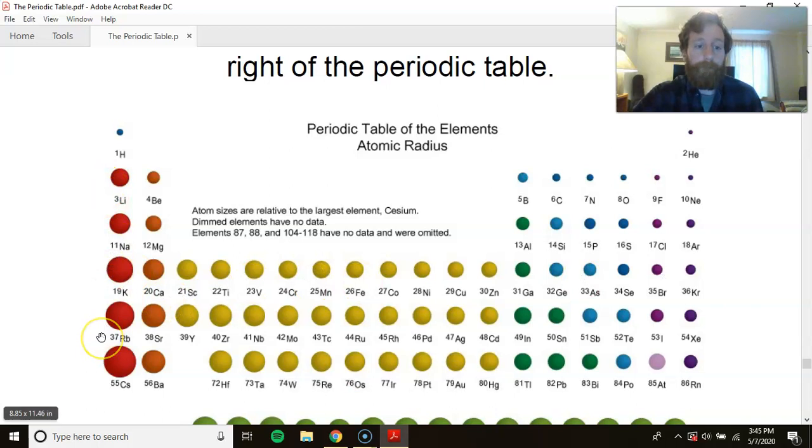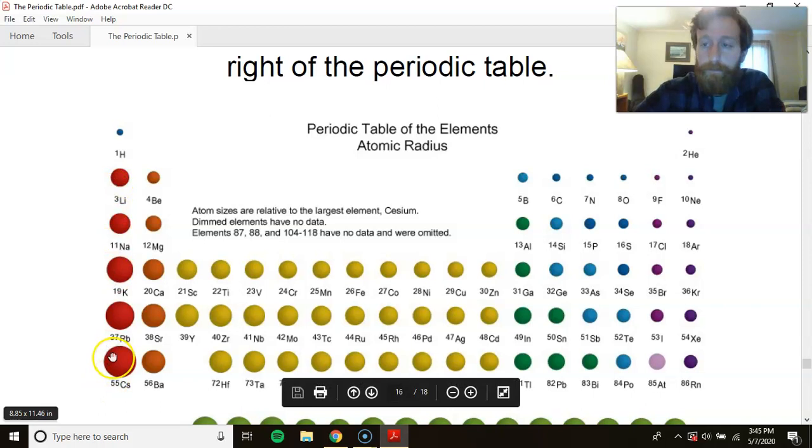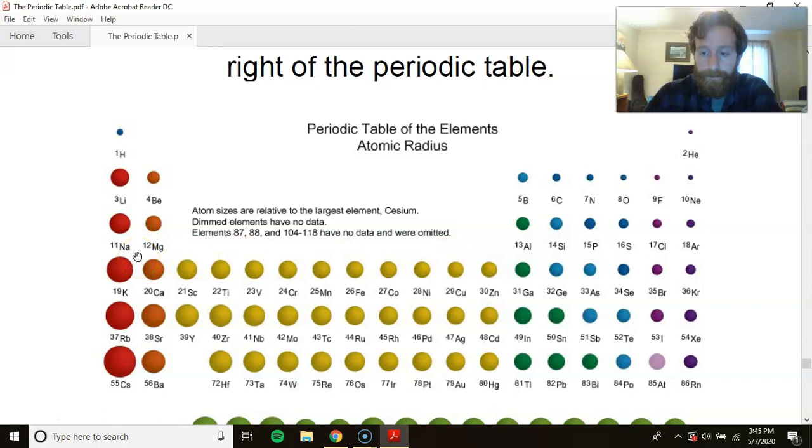And then when we look across periods, we can see that as you move from row 2 to row 3 to row 4, within the same column, they are getting larger. And so that tells us that down is larger, and then looking across a row tells us to the left is larger.